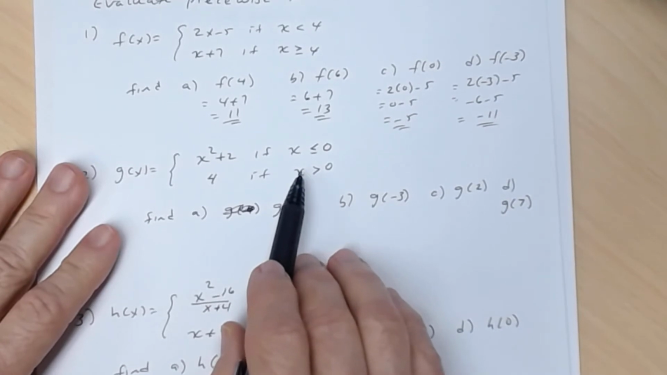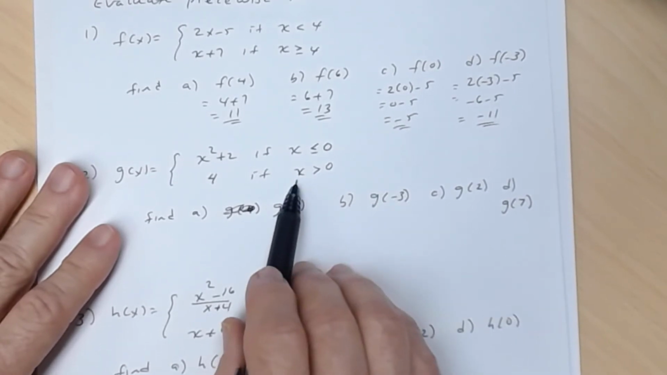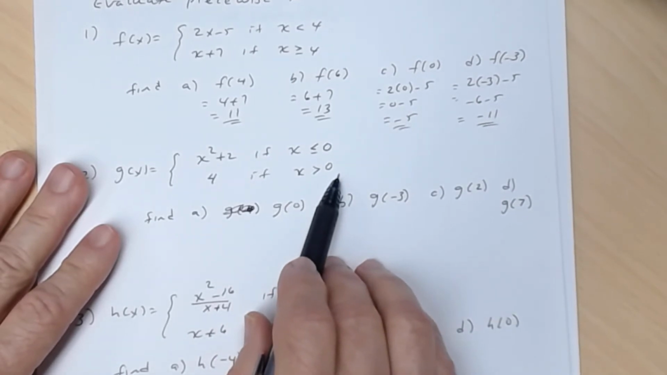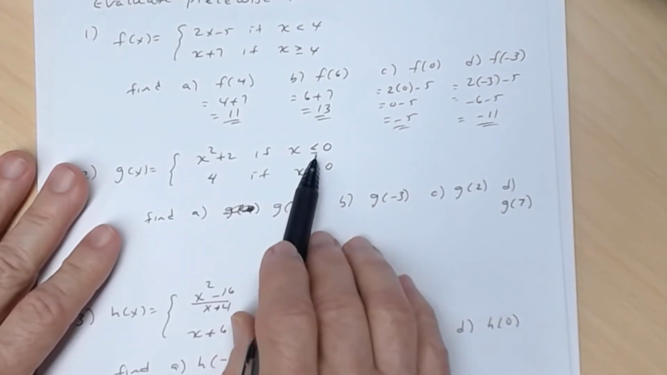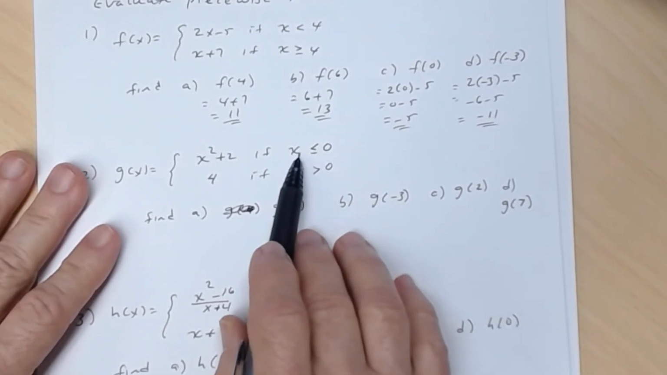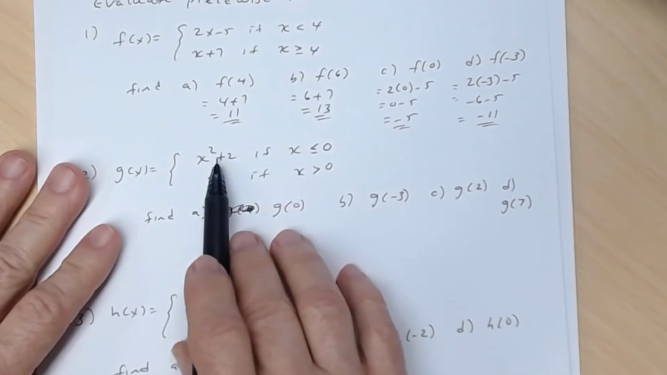Let's look at this one for a moment. Remember, x is 0, so in place of x, put in 0. So ask yourself, is 0 greater than 0? No, 0 is not greater than 0. 0 equals 0. So I'm going to use the one that has the equal sign in it. So that's going to be this one.